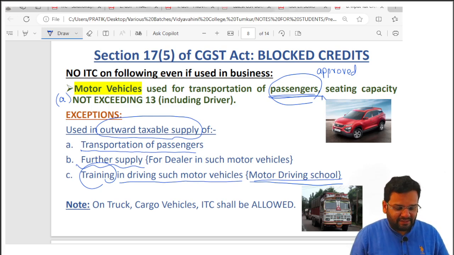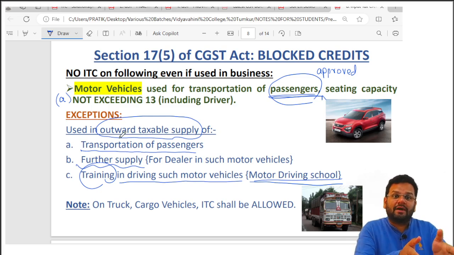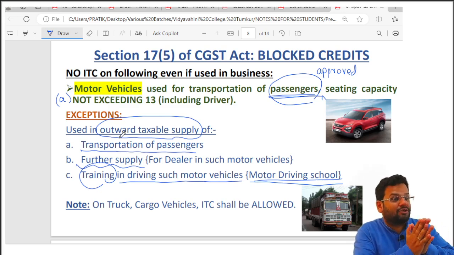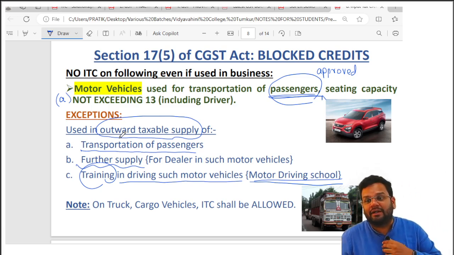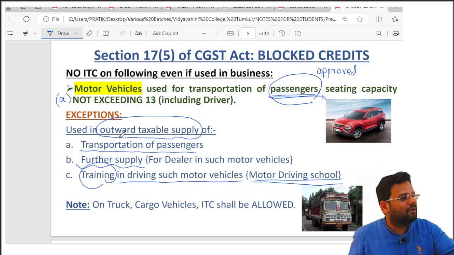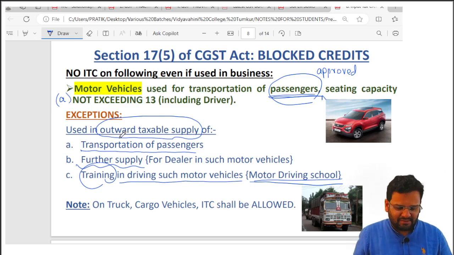Okay. See, don't get carried away by this word transportation of passengers. It should be outward taxable supply of transportation of passengers. This is a manufacturing entity. Giving outward supply of transportation of passengers is not its objective. Is it charging tickets to these employees? It is not charging tickets to these employees. It is just providing a facility. And for providing that facility to its own employees, it had purchased this vehicle. So ITC will be blocked. Clear? Third example.